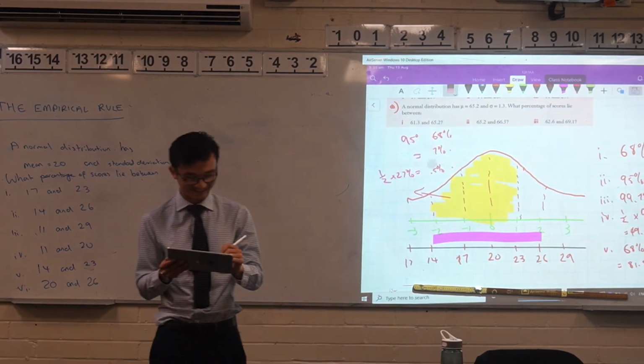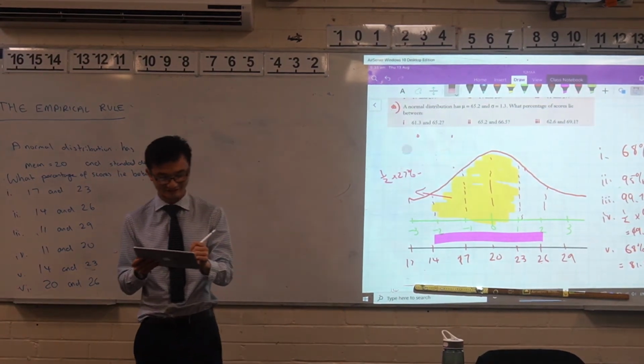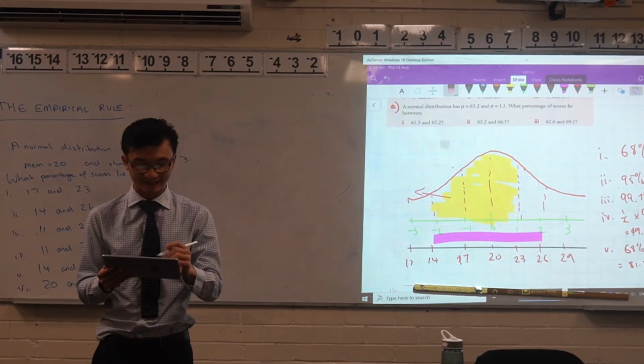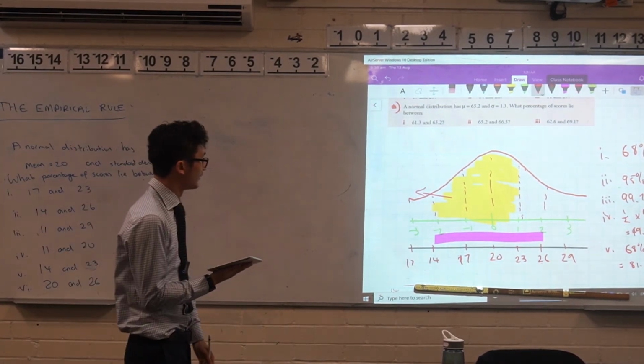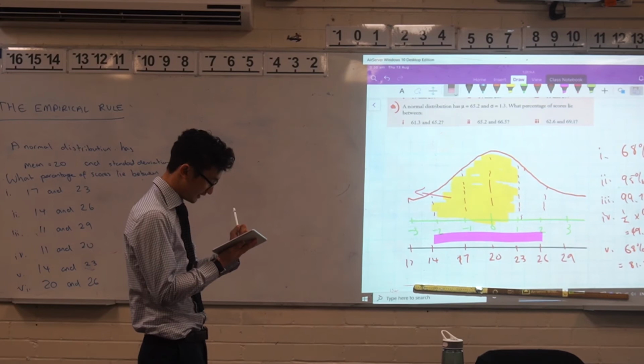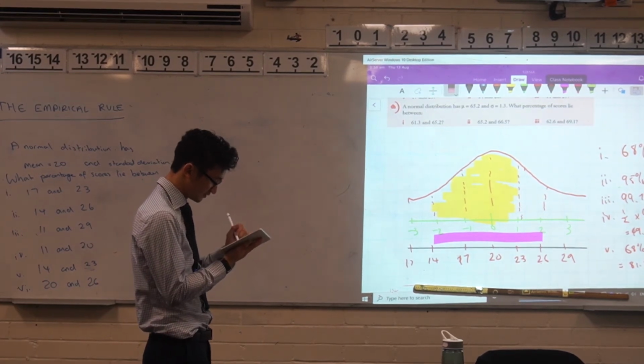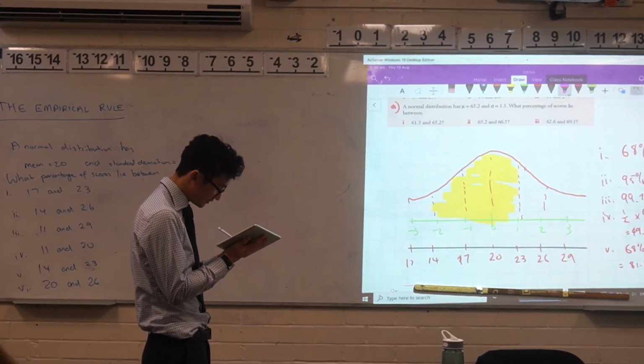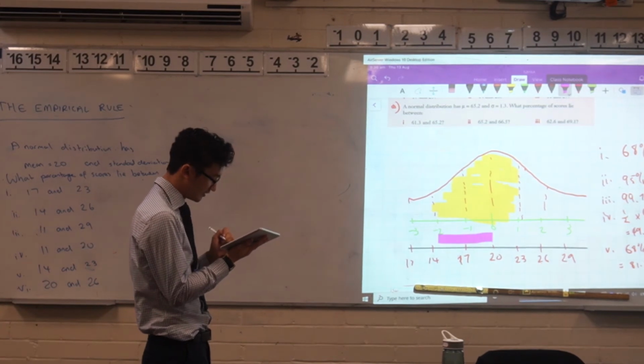All right, like I said, everyone thinks in different ways. I didn't even see that. So what Maddie's saying is an easier way. Sort of like the area from negative 2 to 0, which is half of 95%. So I've got this section here, and there's that, which is half of 95%.